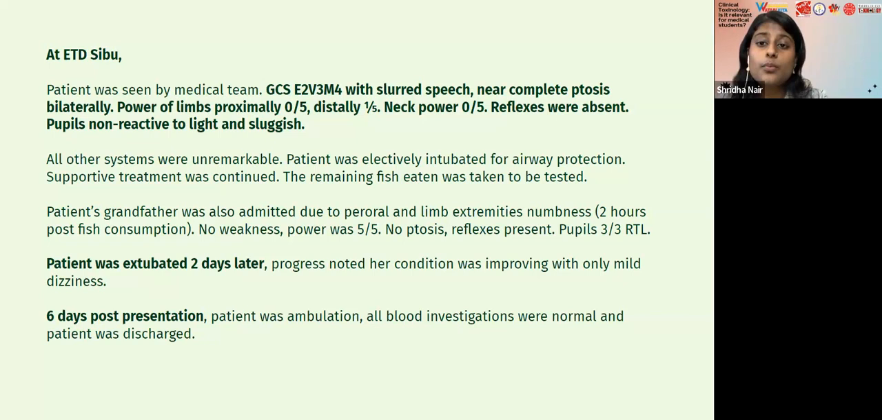The patient was then extubated 2 days later. Progress was noted that her condition was improving with only mild dizziness. And 6 days post her presentation, the patient was ambulating and all her blood investigations were normal. The patient was then discharged.